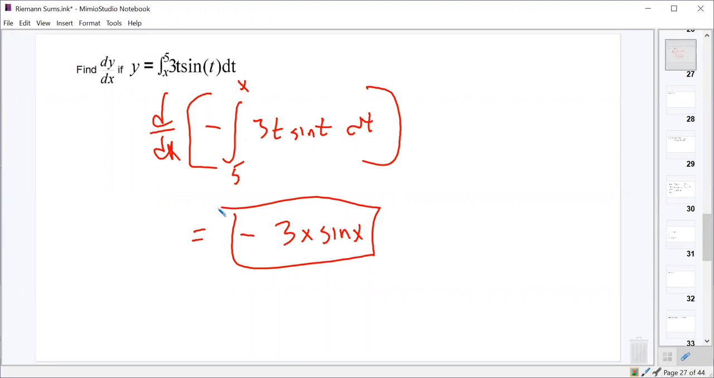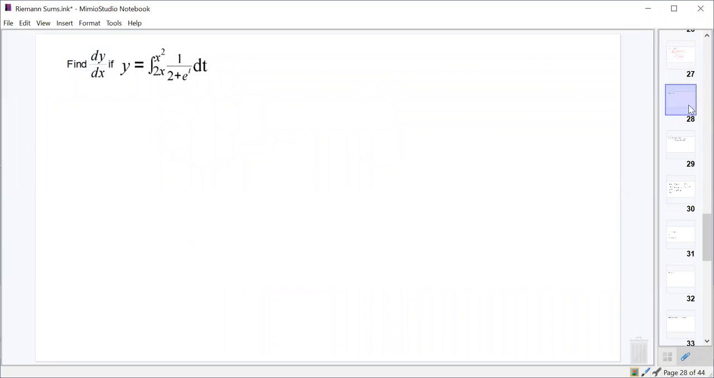So remember, you can use that rule if you need to flip the limits. Everybody good there? All right, and then one more here, I think, where we've got a function as the lower limit and a function as the upper limit. And so how can we deal with that?